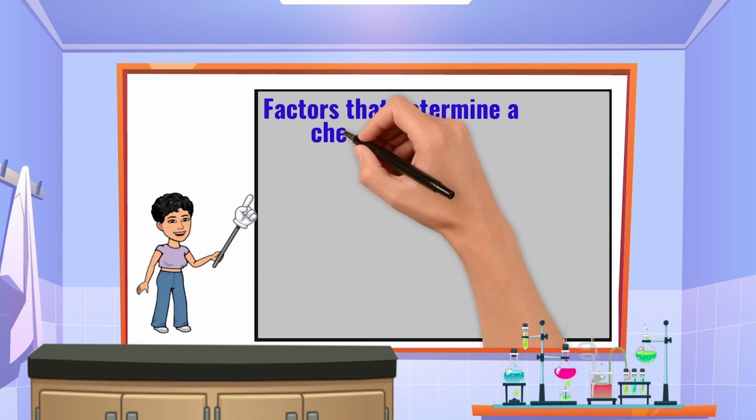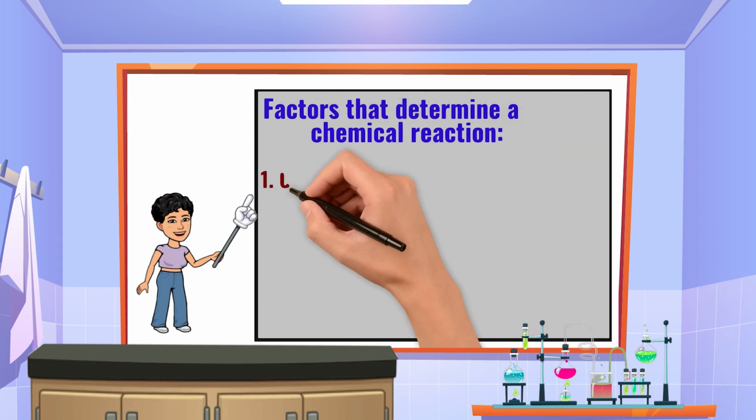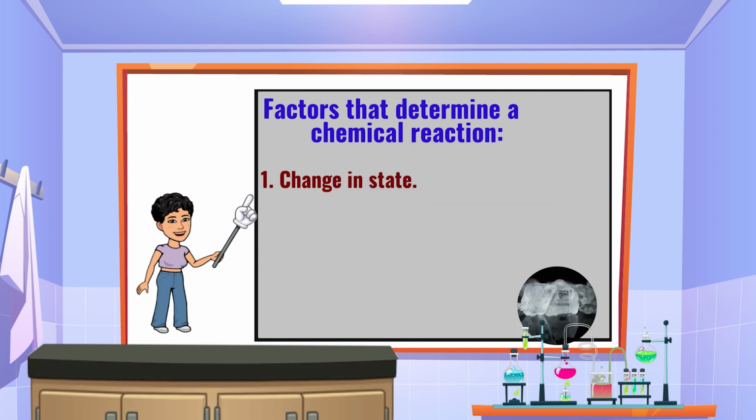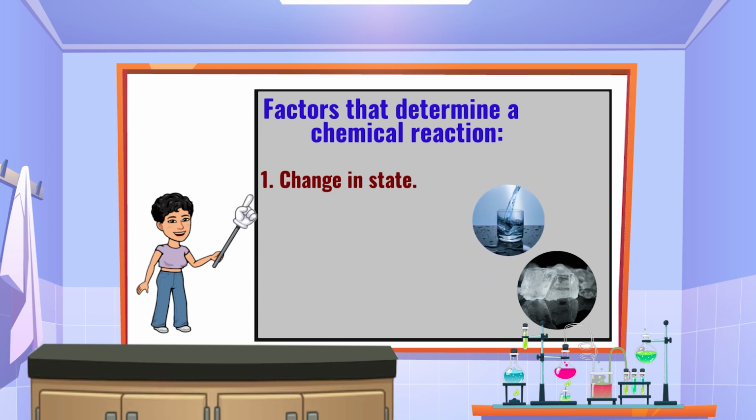But what are the factors that determine a chemical reaction? First is change of state. Let's say liquid milk turns into a semi-solid or more viscous substance when it turns into curd. That is, liquid turns into semi-solid state.